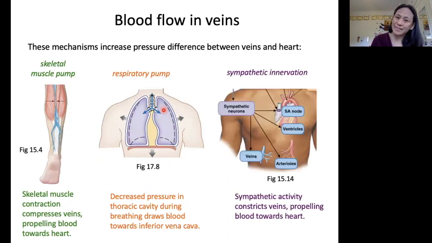And then finally, our last mechanism was sympathetic innervation. Remember that sympathetic innervation is going to cause the veins to constrict. As we constrict the veins, that's going to increase the pressure on the blood in the veins. And once again, what we're doing is we are increasing that pressure difference between the veins and the heart. And that's going to give us that driving force that we need to move the blood back to the heart.